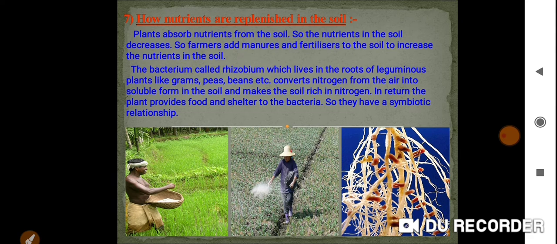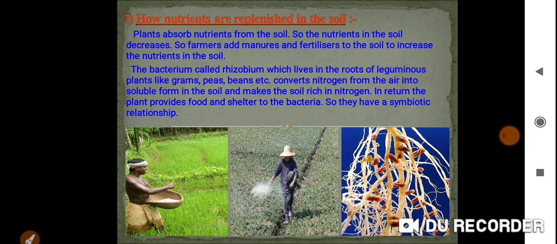Okay. So some of the leguminous plants are there. They have given some examples here: grams, green gram, yellow gram, black grams. So many grams are there. Peas you can get. Okay, green peas, beans, so many kinds of beans are there. So the rhizobium bacteria are present in the roots of these leguminous plants, because their roots contain much of nutrients.